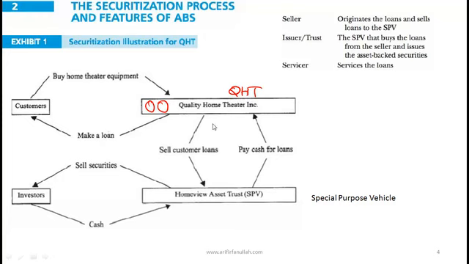Now, one thing that QHT can do is sell the loans to a special purpose vehicle, SPV. Let's say the SPV is called HAT. The loans could be sold to the SPV. So now all these loans move to the balance sheet of the special purpose vehicle. These loans, the consumer loans, are now used as collateral to issue securities. So these securities are the asset-backed securities. Backed by what asset? These consumer loans.